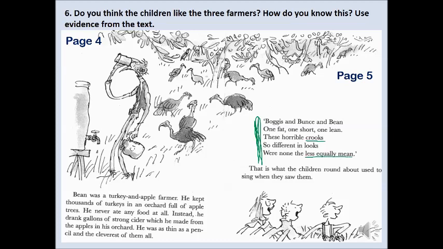Okay, so that suggests to me, the reader, that if the children are singing this, which it says underneath, when they saw the three farmers, they used to sing it, it suggests that they don't like the farmers. What's given me that impression? Well, let's have a look at the language used again, the vocabulary that Roald Dahl has chosen to use. He's used the word crooks. Does anyone know what the word crooks means?